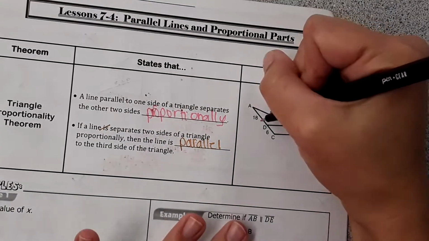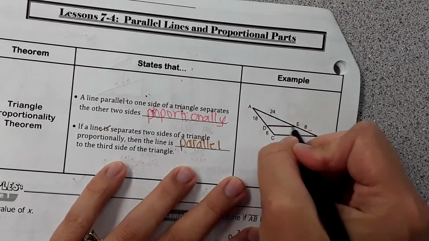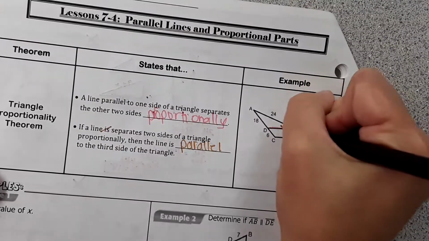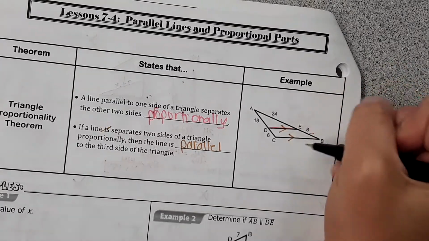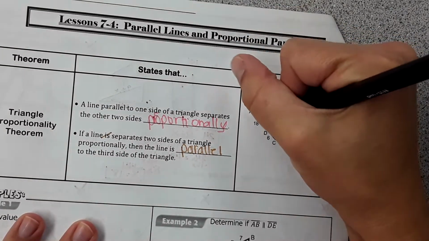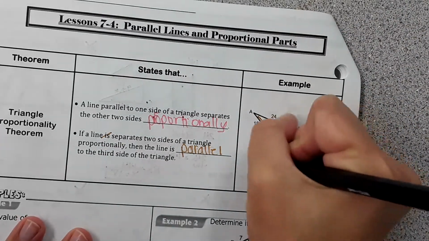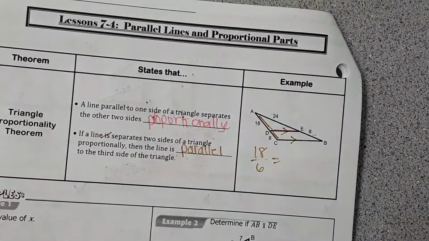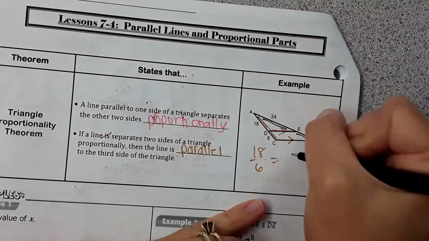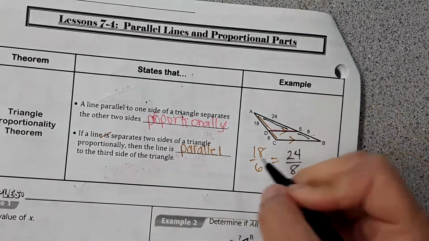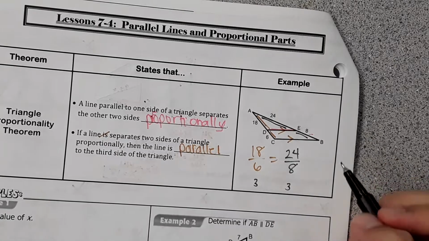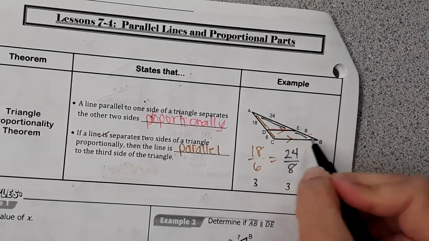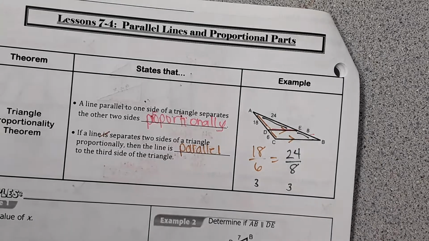Okay, so here we have a triangle, and inside that triangle we have this line. Now this line is parallel to this line. If that line's parallel to this line, then there's proportionality here. So 18 is proportional to 6 in the same ratio that 24 is proportional to 8. So 18 divided by 6 is 3, 24 divided by 8 is 3. So those ratios are equivalent, and that means that this line is parallel to this one. And that's the gist of the lesson today. So we're going to go through and practice now.